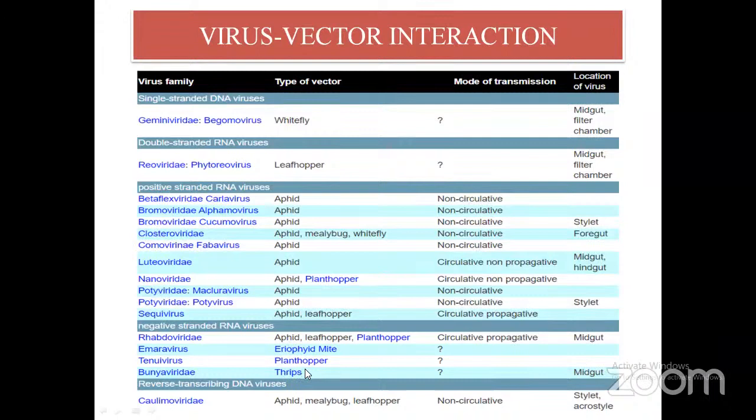One of the most important examples of this is the Caulimoviruses, which include cauliflower mosaic virus, and it can be carried with the help of aphid, mealybug, and leafhopper. And the mode of transmission would be non-circulative.